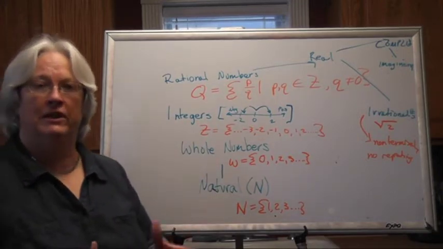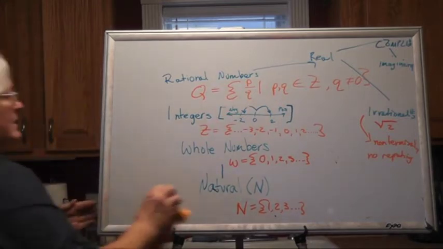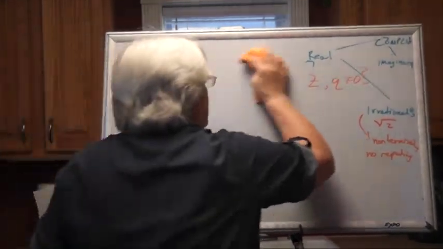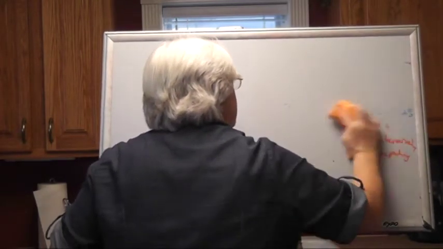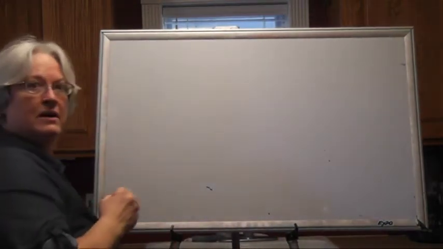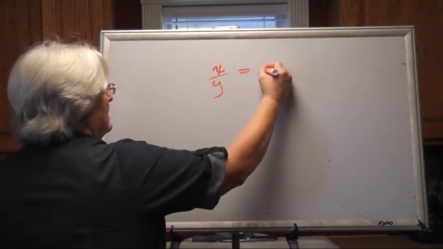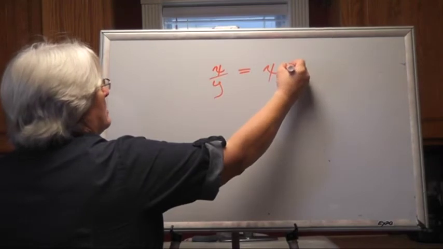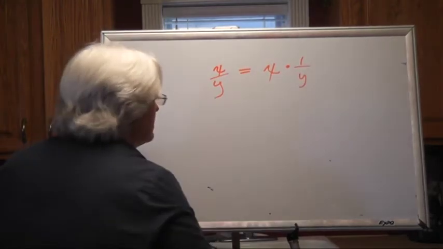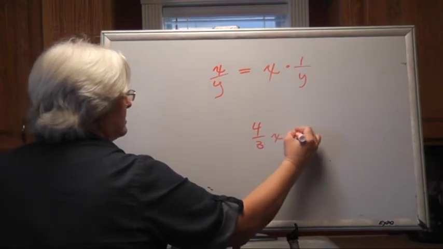You need to remember that subtraction is the same as adding the opposite. Another thing that you need to remember is that to divide by a number is the same as multiplying by the reciprocal. The way they say this abstractly is that x divided by y is the same as taking the numerator and multiplying it by the reciprocal of the denominator.